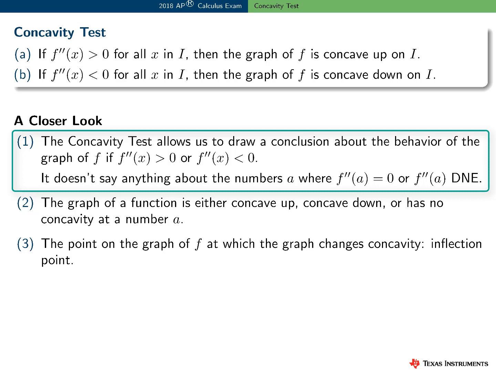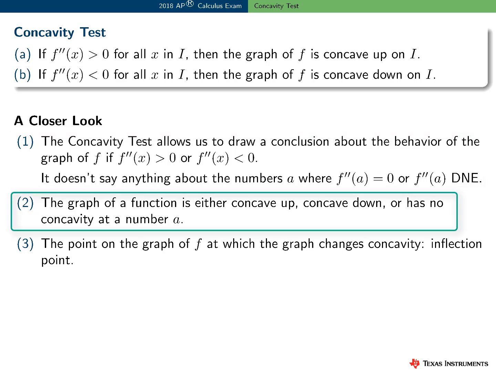Note that this does not say anything about the numbers a, where f double prime of a is equal to 0 or f double prime of a does not exist. We need to determine concavity at each of those numbers separately. We already know that the graph of a function is either concave up, concave down, or has no concavity at a number a. Therefore, given this theorem and interpretation, we should not include a number in two intervals, one where the graph is concave up and one where the graph is concave down.